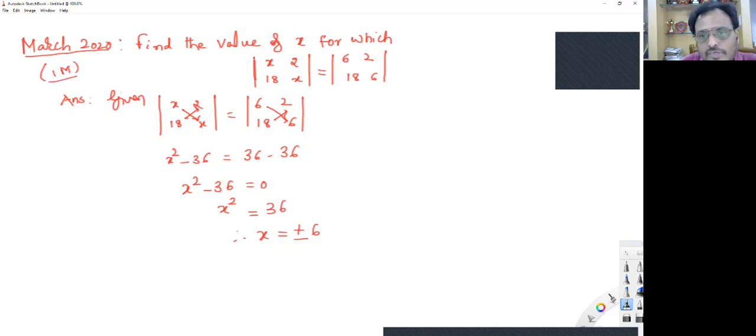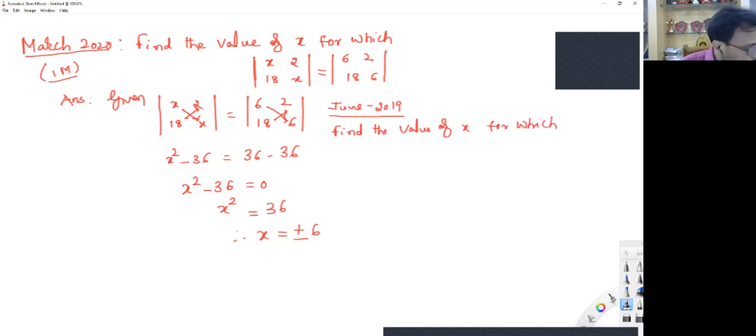Similarly, just without wasting time, we'll cover almost all examples. So June 2019 question paper, I'm going to write this. You can try this example. Find the value of x for which the determinant of 3x x1 is equal to the determinant of 3 2 4 1. So without failure, now only you can do it.